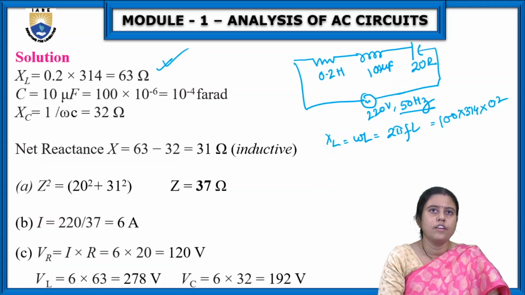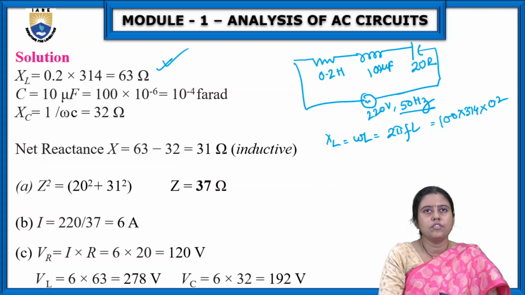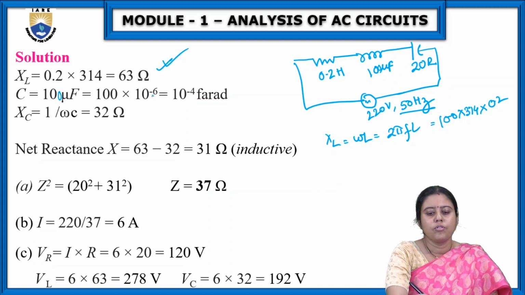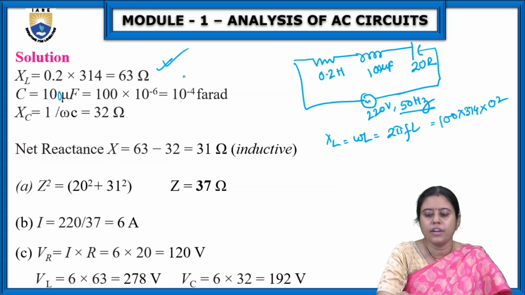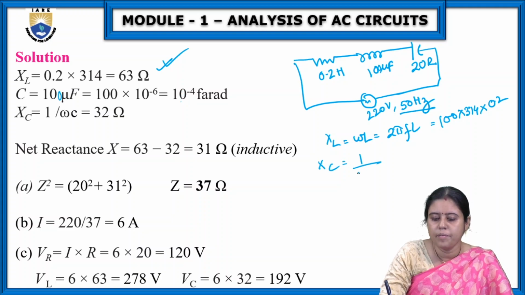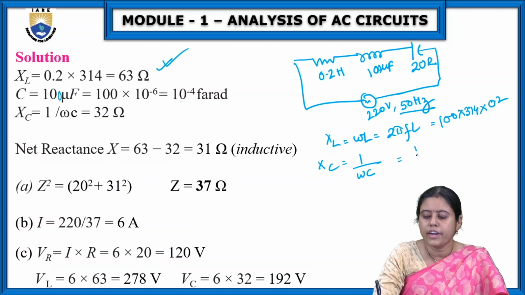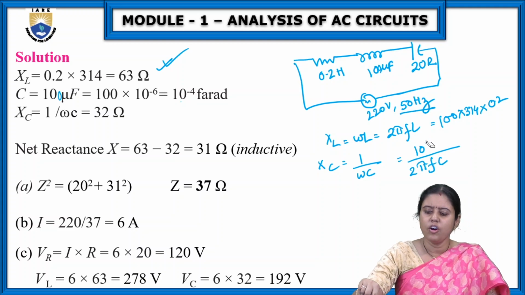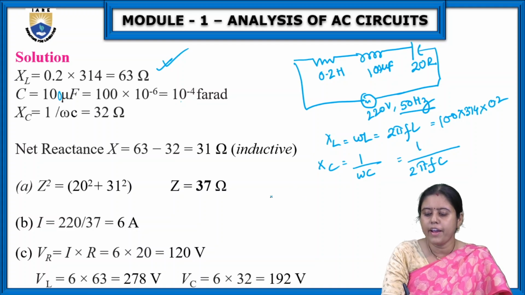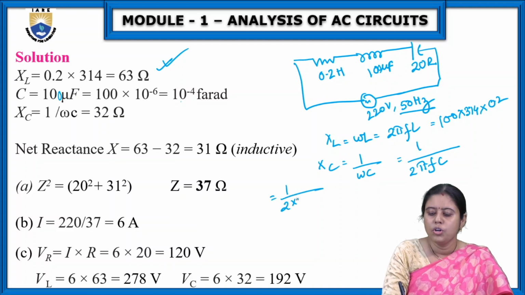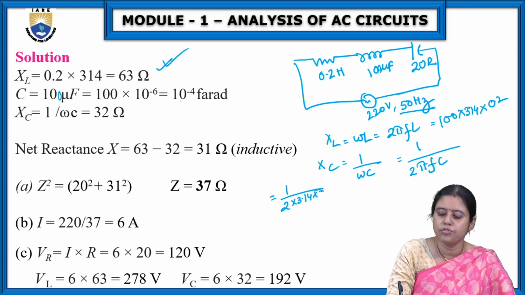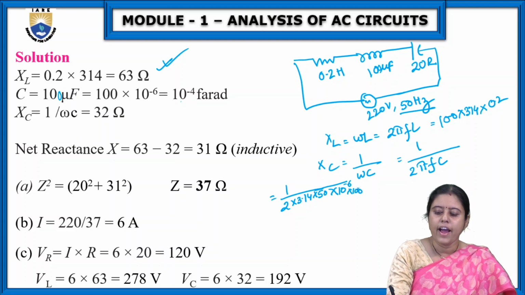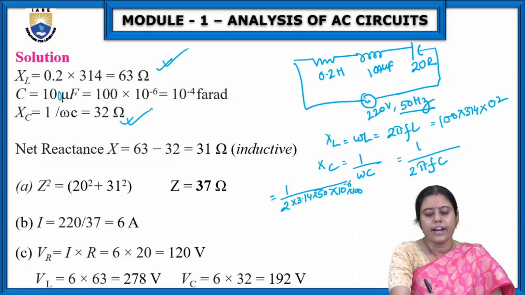What is capacitance? Capacitance we know is 100 microfarad. What is the formula? XC is equal to 1 by omega C. So 10 to the power 6 by 2 pi FC, or you can write it like this. So what is the value? The value is 1 into 2 into 3.14 into 50 into 10 to the power minus 6 into 100, 100 microfarad, and it is coming 32 ohm.